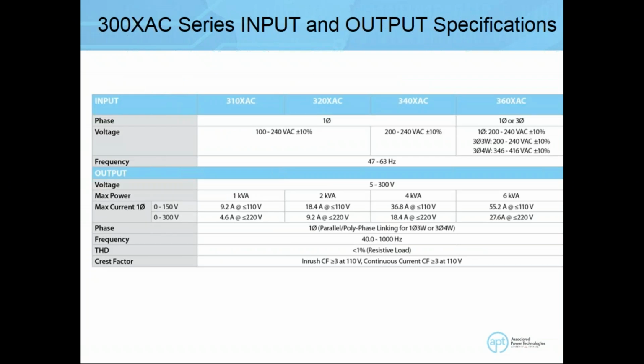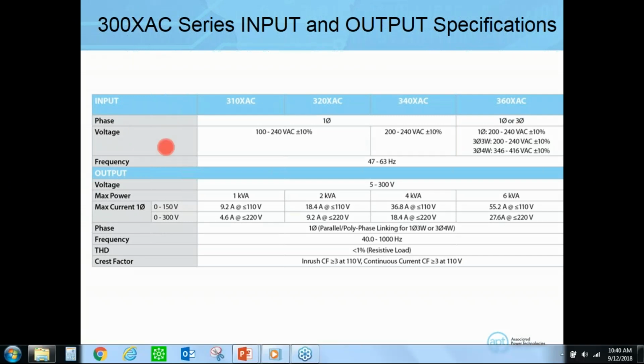Since we've been talking about the specifications, let's take a look at one of the input and output specifications for a 300 XIC series power supply. For this power supply that APT manufactures, the input specifications are listed here, and really quick going to show you the phase voltage. You could have a single phase that powers up 3 of these power supplies, and additionally a 360, which outputs up to 6,000 VA, requires maybe a 3-phase power supply.